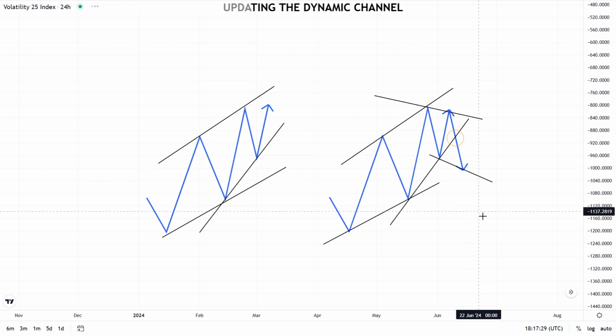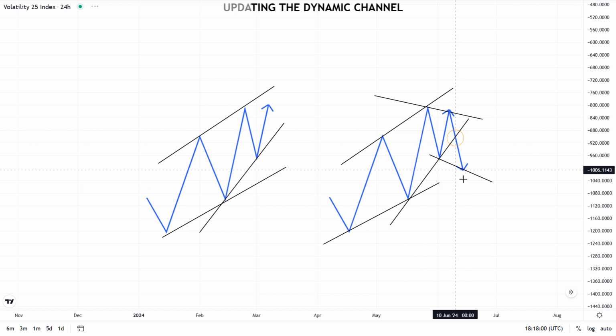But whichever one it does, make sure you are updating the dynamic channel. That is, make sure you're updating the trend. Like immediately it broke out from here, I immediately updated it. So it went from creating higher lows, higher highs, to creating lower highs, lower lows. So I started from this swing high to this swing low, this swing high to this swing low, and the market kept pushing to the downside.